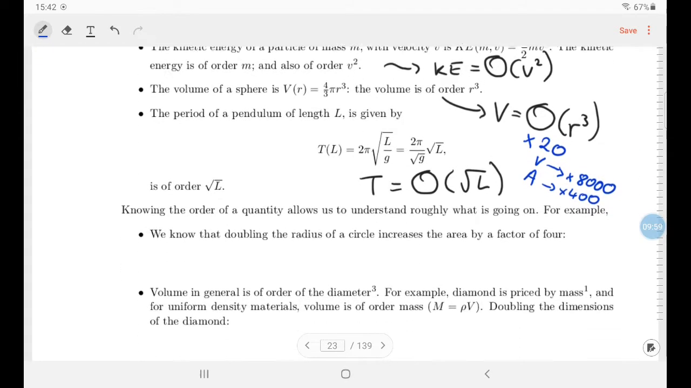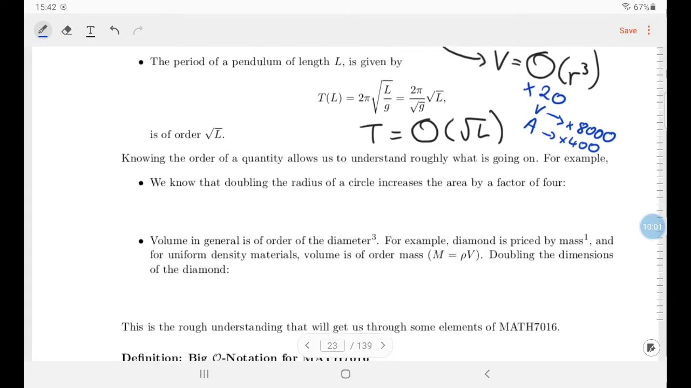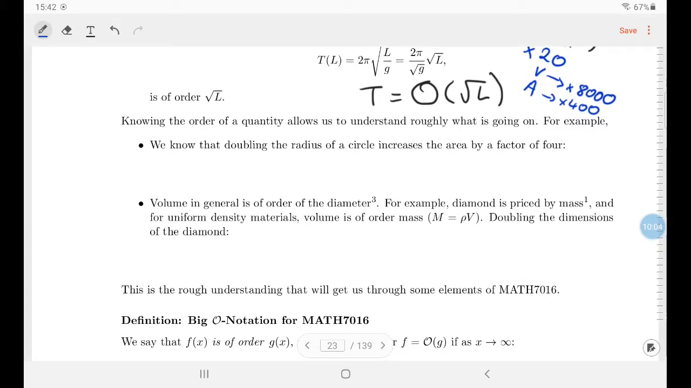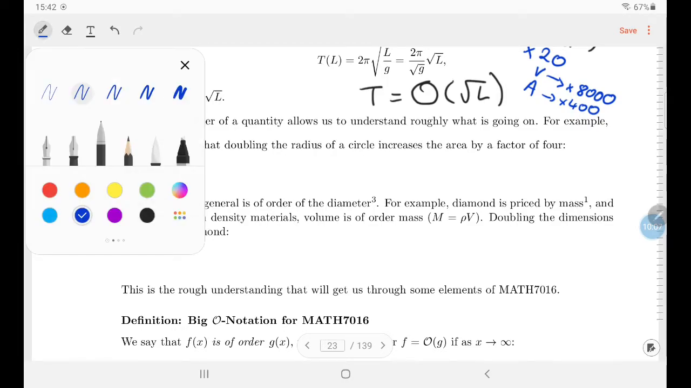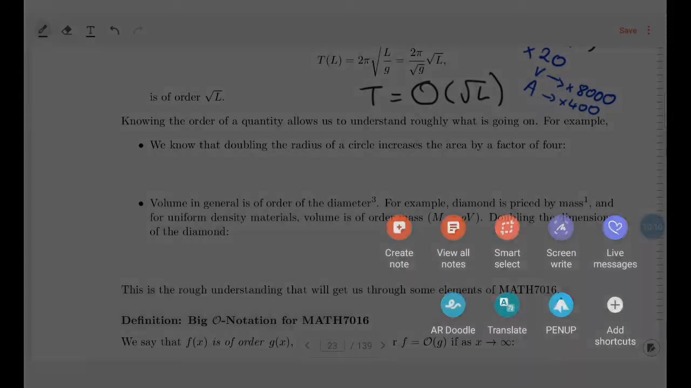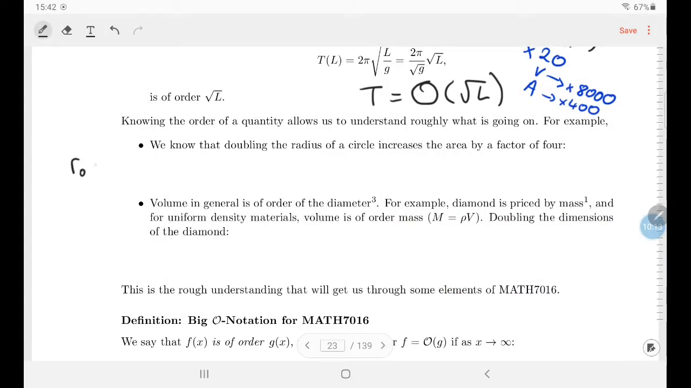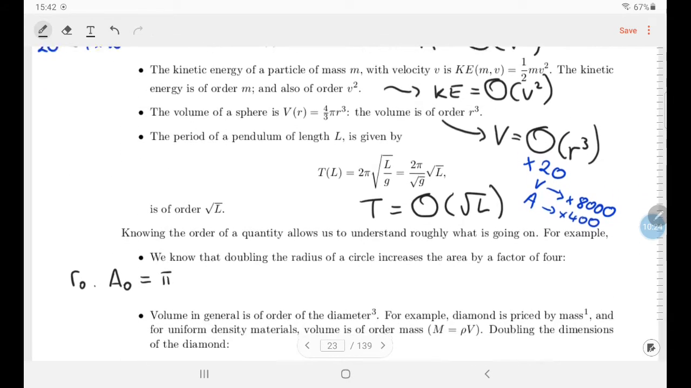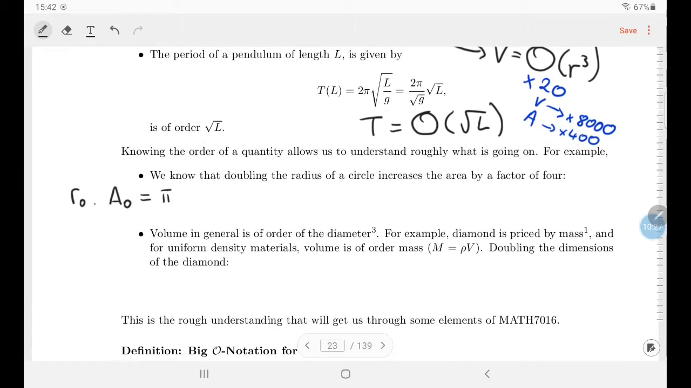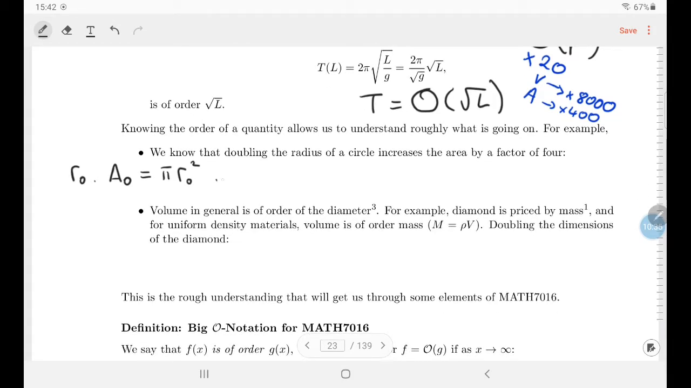So what we've been saying here is knowing the order of a quantity allows us to understand roughly what's going on. So we know that doubling the radius of a circle increases the area by a factor of 4. So what I want to write here is something like this. Suppose you have an original radius, which we just call R0. Then the original area is pi. And the point is we don't need the pi, we can just reduce it down to being order r squared, but we'll show it here. So the original area is pi R0 squared. Now let us look at a new radius, which is twice the old radius.